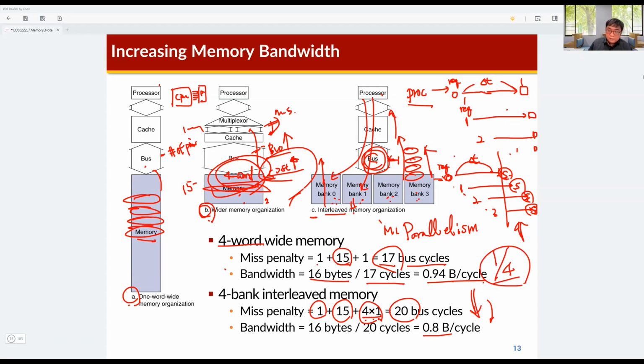So compared to this organization, this configuration used a very wide memory bus, 4 times wider than this configuration. But if we just compare the bandwidth, it's about 0.94 divided by 0.8. It's much smaller than 4. Okay. So because the memory is very slow, we can use the interleaved memory organization. Okay.